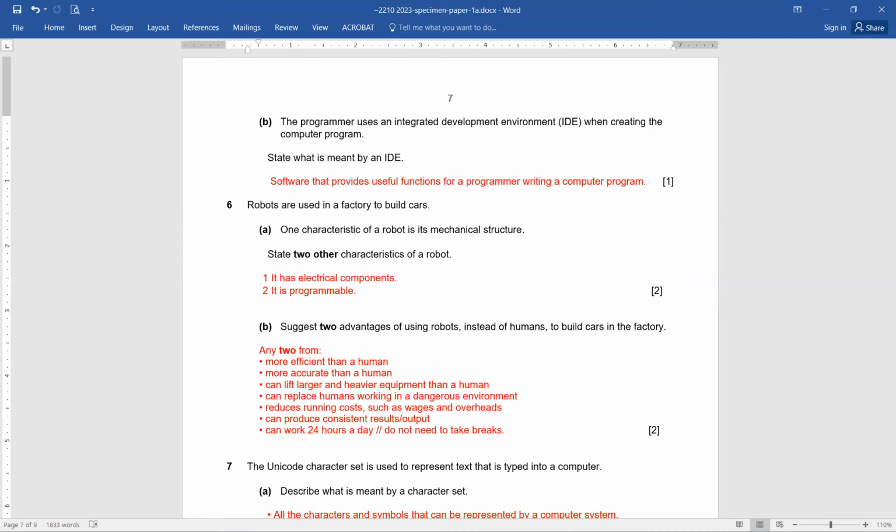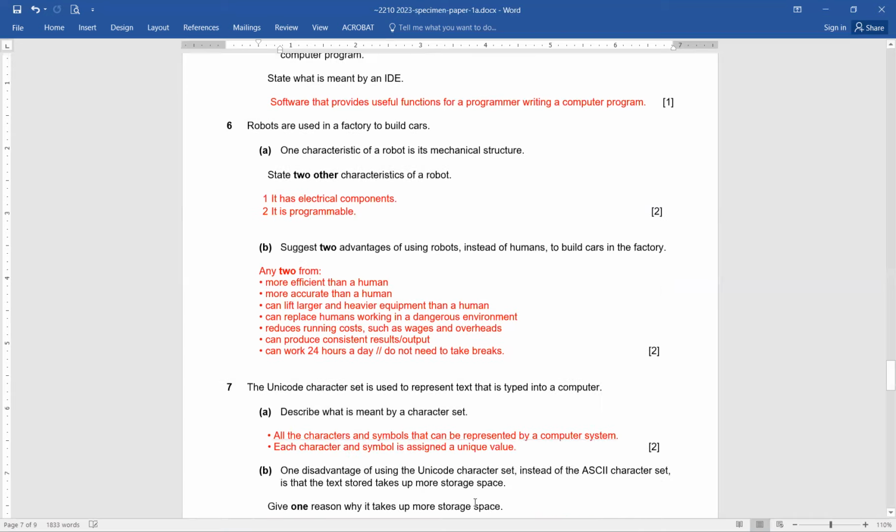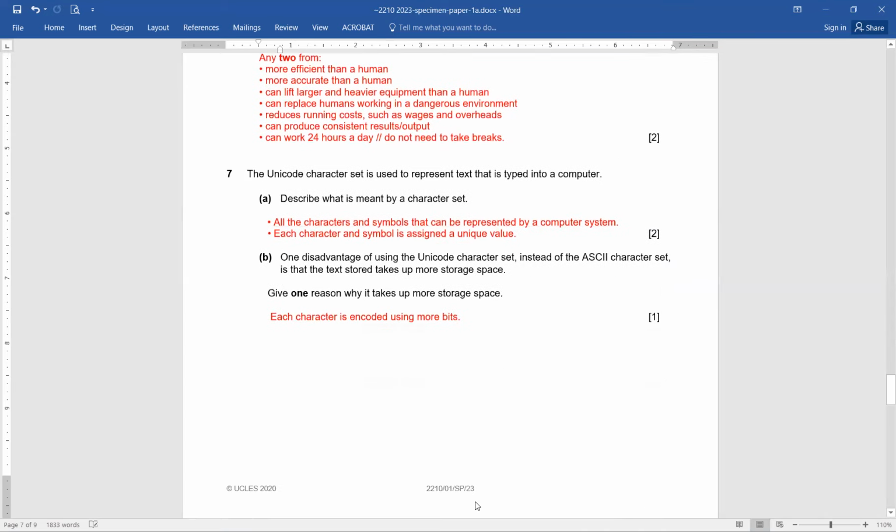Question number 7. The Unicode character set is used to represent text that is typed into a computer. Describe what is meant by a character set. Now, what is a character set? All the characters and symbols that can be represented by a computer system are treated as a character set, and each character and symbol is assigned a unique value.